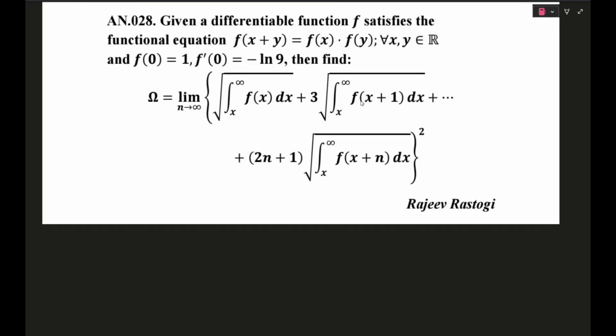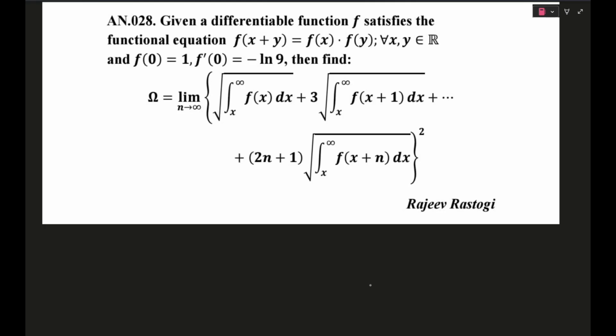So guys, I hope we can proceed. The question is right now on the screen. If you want, you can try the question out. I will wait for a few seconds and then start off solving. Okay guys, let's start off.